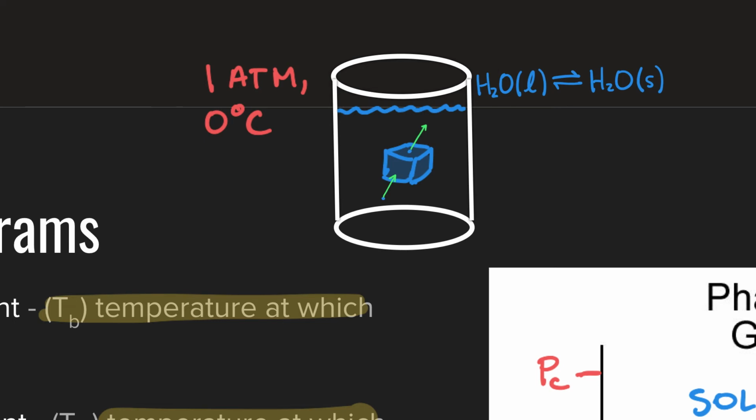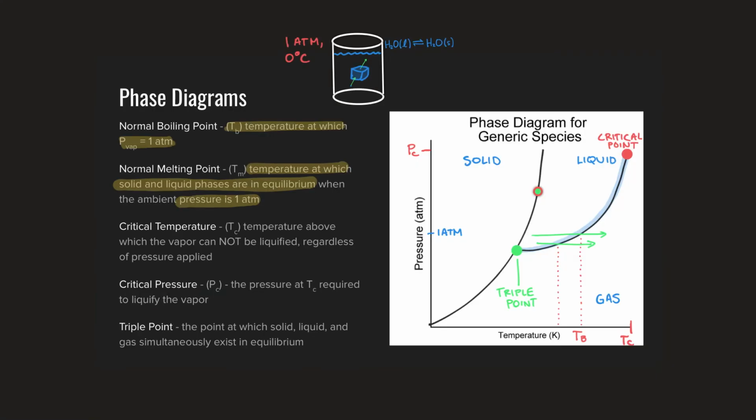So another way of thinking about these phase boundaries is to think about them as a set of points where the two phases separated by that boundary exist in dynamic equilibrium with one another, as long as we're not adding energy to the system or removing energy from the system in the form of either a change in temperature or pressure.